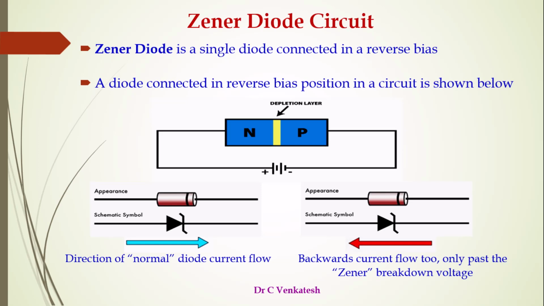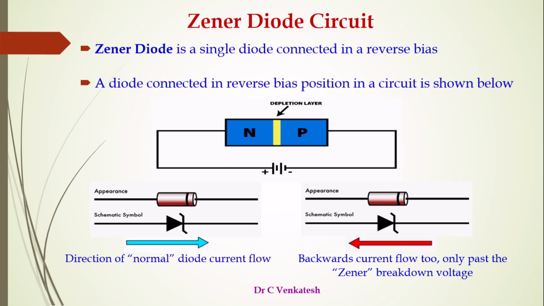Figure shows the Zener diode with biasing conditions. The PN layer of a Zener diode is connected with the battery. The N layer is connected to the positive terminal of the battery. P layer is connected to the negative terminal of the battery. The depletion layer is shown in the yellow color. The connection is a reverse biased connection.